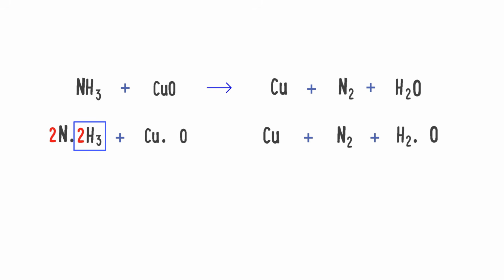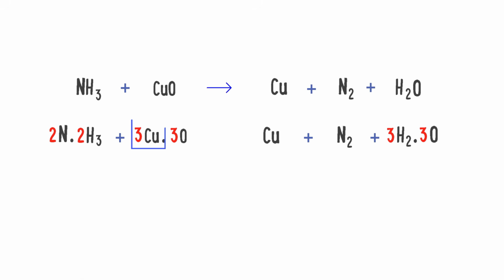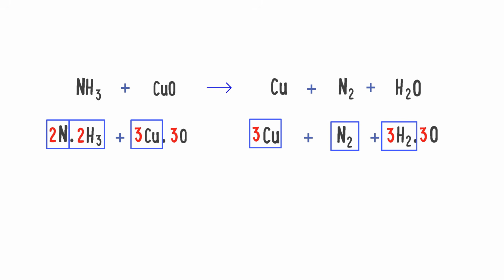There are 6 hydrogen atoms and there are 2 hydrogen atoms. So multiply it by 3. Also multiply oxygen by 3. There are 3 atoms of oxygen and there is 1 oxygen atom. So multiply this oxygen by 3. Also multiply copper by 3. There are 3 copper atoms and there is 1 copper atom. So multiply it by 3. Hence 2 nitrogen atoms, 2 nitrogen atoms, 6 hydrogen, 6 hydrogen, 3 copper, 3 copper, 3 oxygen, 3 oxygen.